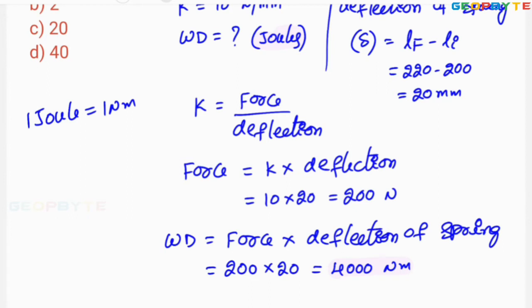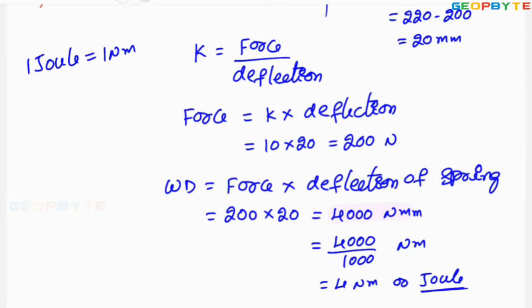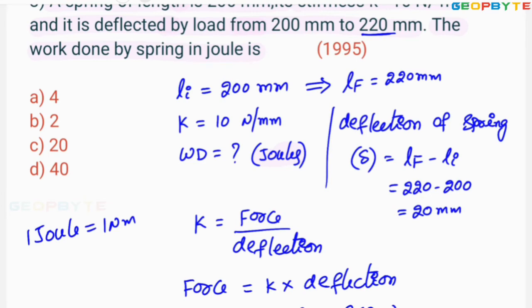This is Newton mm, a printing mistake. You should be very careful. To convert from Newton mm to Newton meter, divide by 1000 to get Newton meter. It is 4 Newton meter, which is also called joule. That is the work done, 4 joules. Look at the options. Option A itself is absolutely correct. I hope you clearly got my point.